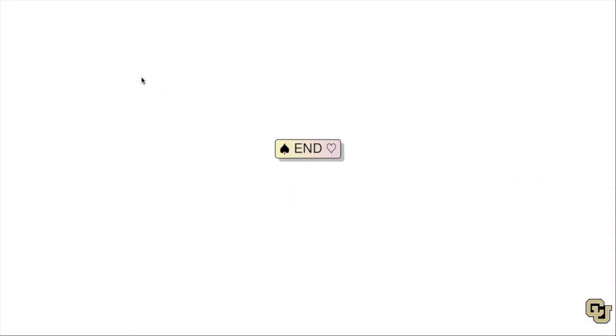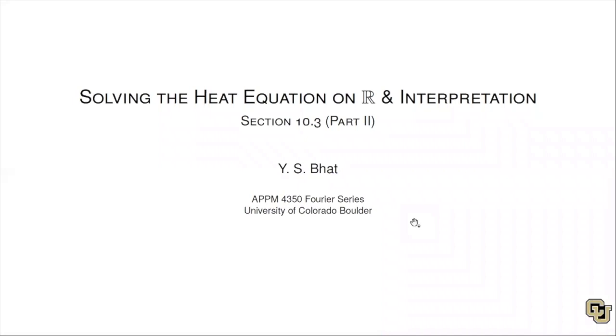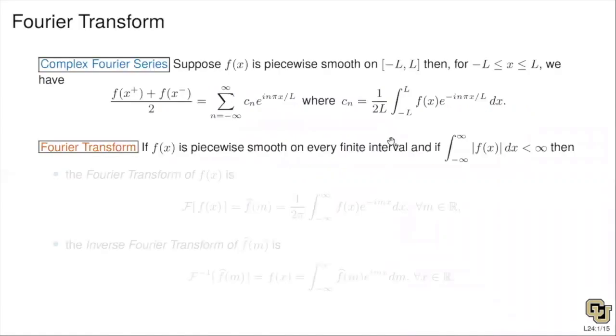I now want to switch over and use the Fourier transform to solve a heat equation, because now I want to come back to PDEs. So let me switch over to the other slides here. All right, now I've switched over to solving the heat equation on the entire real line. So this is slightly different.